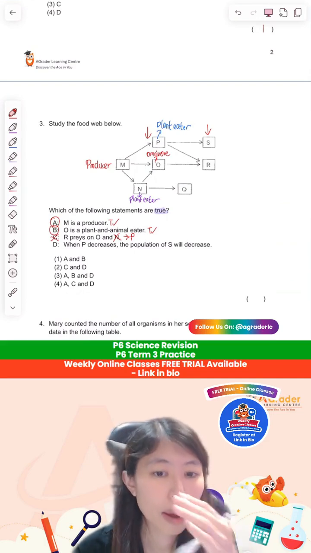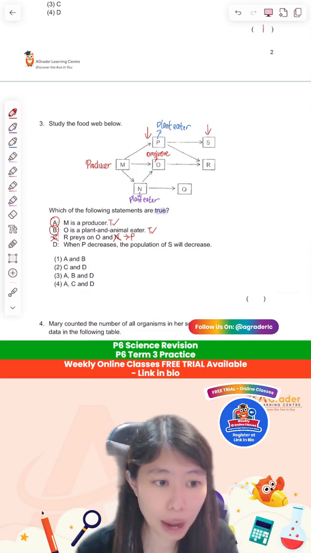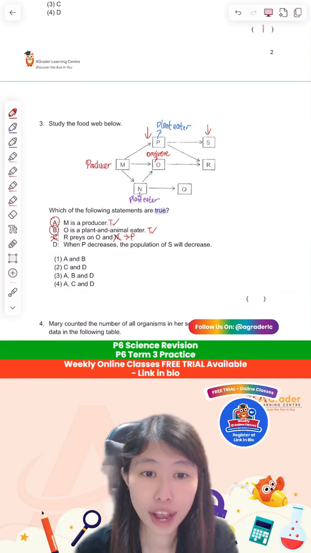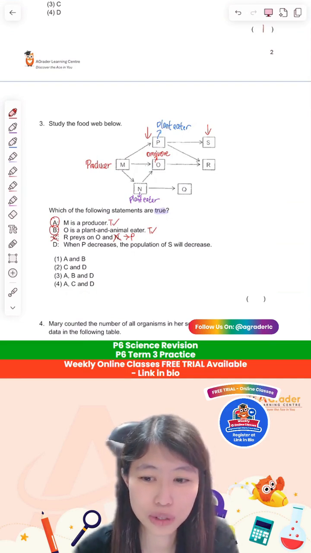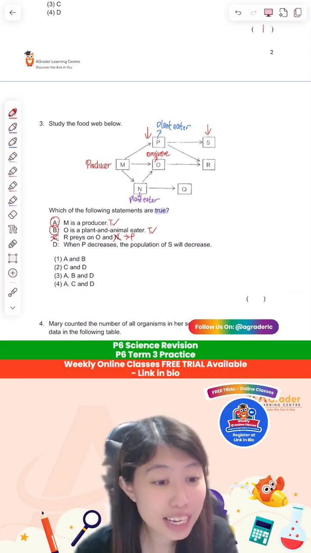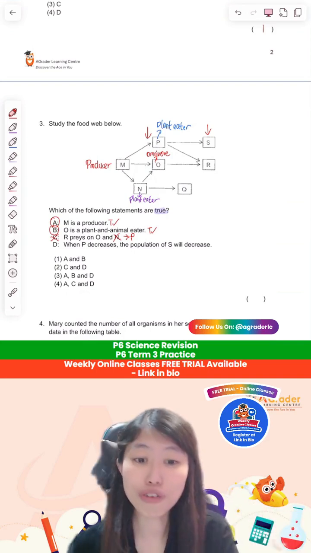When P decreases, why would S decrease? Because P is the what for S? Do y'all know what is the correct word to use? Less food for S. Yes, P is the food, P is the prey of S.